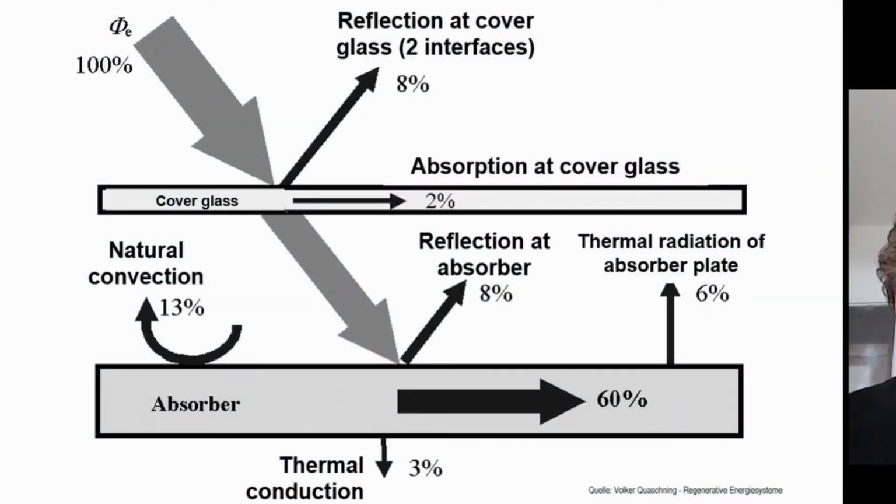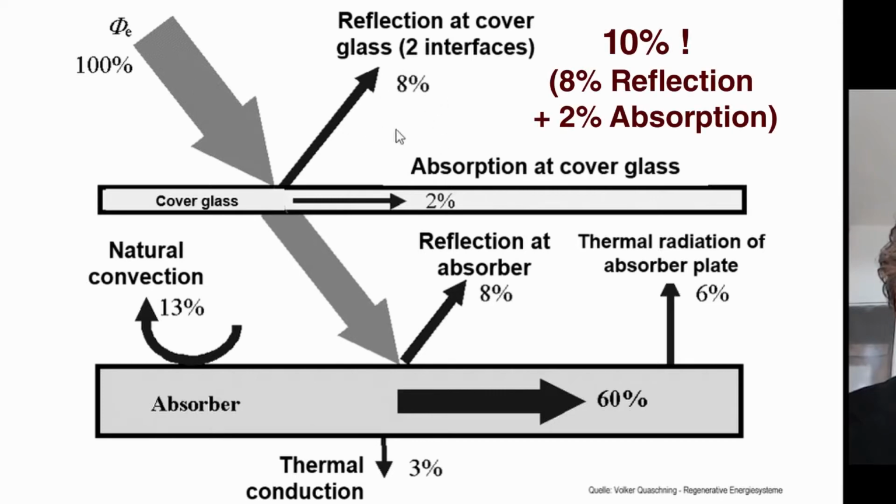Here you see typical loss mechanisms in a solar thermal flat plate collector, so without concentration. We have a reflection at the cover. If you come from air to glass, you have a reflection at the first interface of about 4%. Depending on the thickness and quality of the glass and the incidence angle, you have some absorption in the glass, typically 2%. And then at the next interface, from glass back to air, you have typically another 4% of losses. So in total, it's about 8% of losses at the first cover sheet.